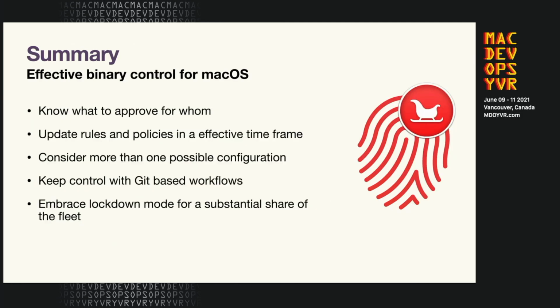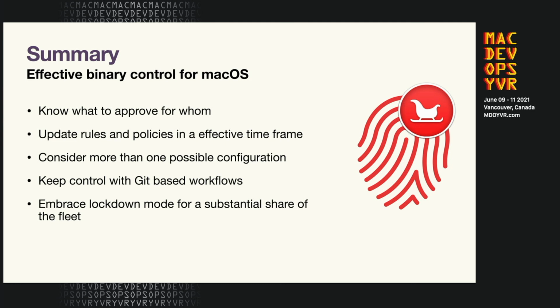Now, a quick summary to wrap up because we're running out of time. The essence is that you need to know what to authorize for whom in order to make binary authorization effective and reduce the friction for the end user. Once you formalize the required tasks and processes, you effectively raise the bar for security in your fleet. And of course, lockdown mode is the goal here.